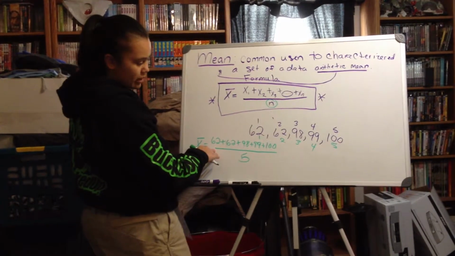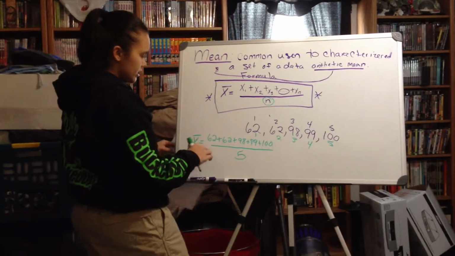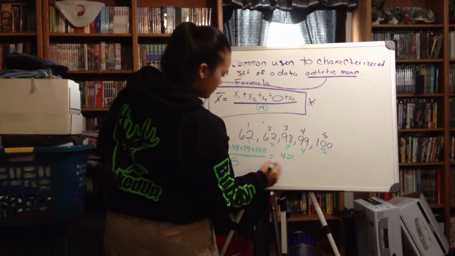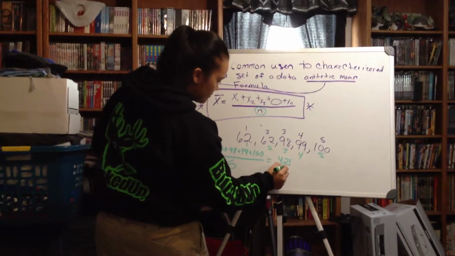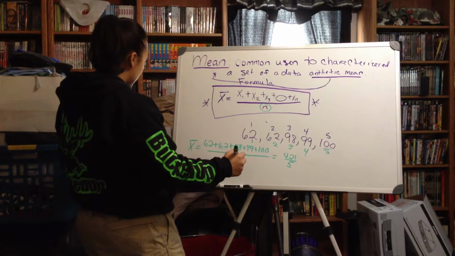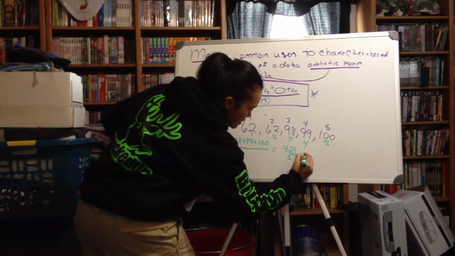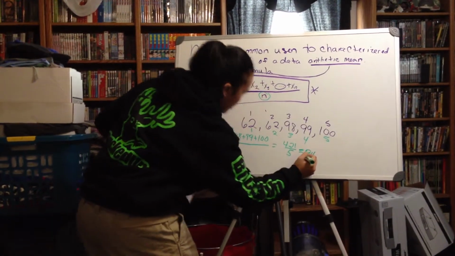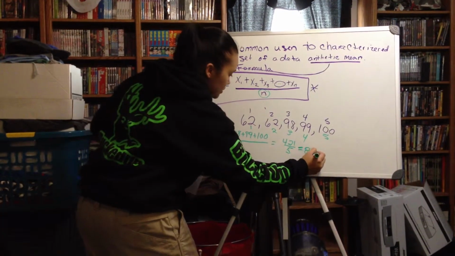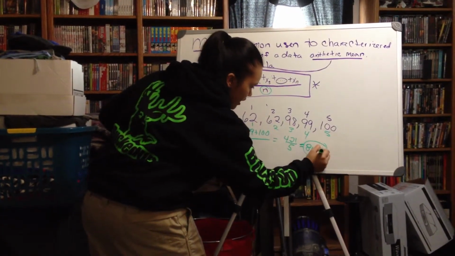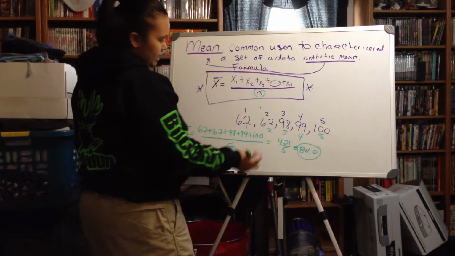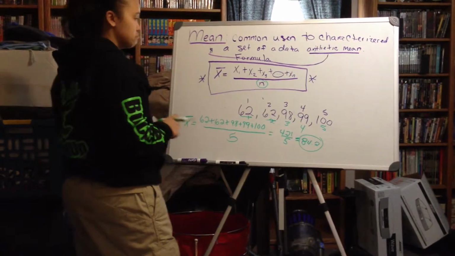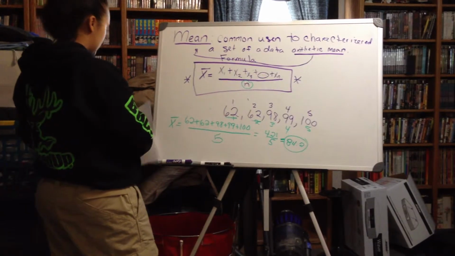So now, we do simple math. We're going to put it in our calculator. It's going to come to 421 all over 5. We're going to do the actual dividing of it. And your mean is going to come to 84.2. There's your average. Not bad considering you got 1, 2, 62s. Not a bad little average.